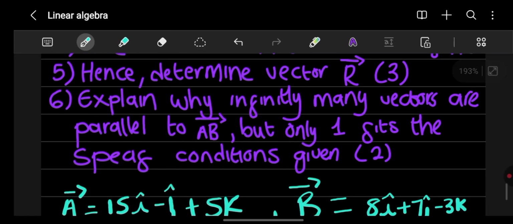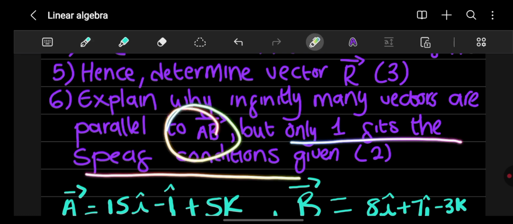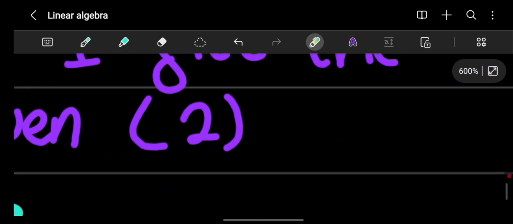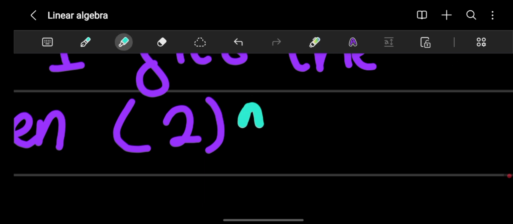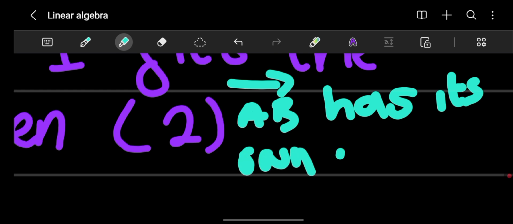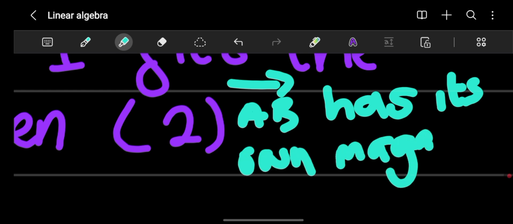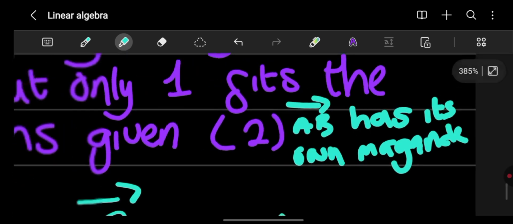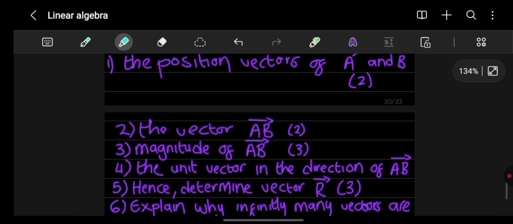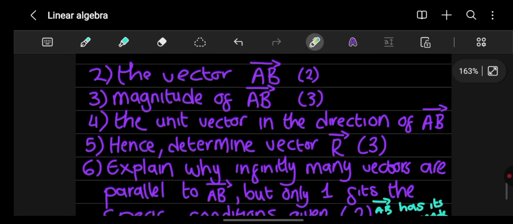And then they're saying explain why infinitely many vectors are parallel to AB, but only one fits the specific conditions given. That's because AB has its own magnitude. So you can write here that the vector AB has its own magnitude, because the magnitude of a vector makes the vectors differ. If you think of a unit vector, it can be long or short, right? The magnitude of each vector makes it long or short, hence why it can differ from many other vectors.